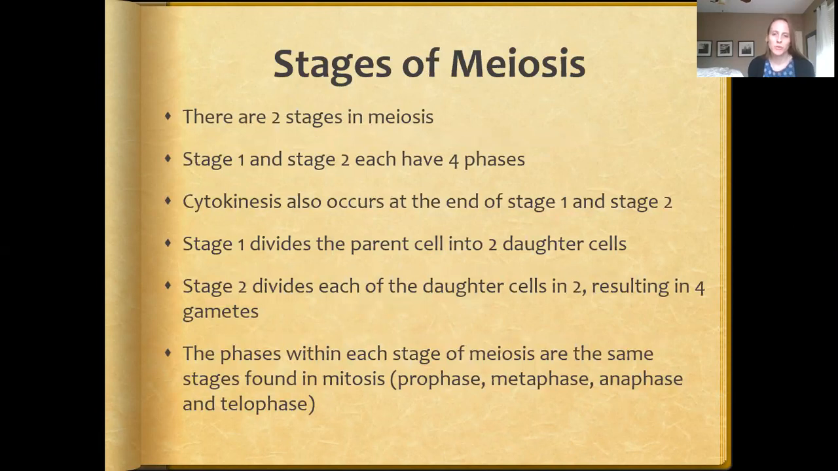There are two stages of meiosis, stage 1 and stage 2, and they each have 4 phases, and then cytokinesis happens at the end of each stage. Stage 1 divides the parent cell into 2 daughter cells, and then stage 2 divides each of the 2 daughter cells into 2 more cells, and that's how we end up with 4 gametes at the end. The phases of each stage are the same as each other and the same as what we would find in mitosis: prophase, metaphase, anaphase, and telophase.